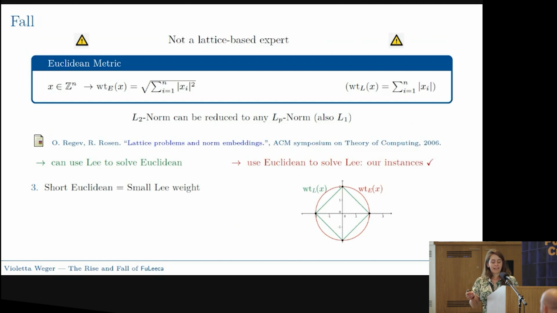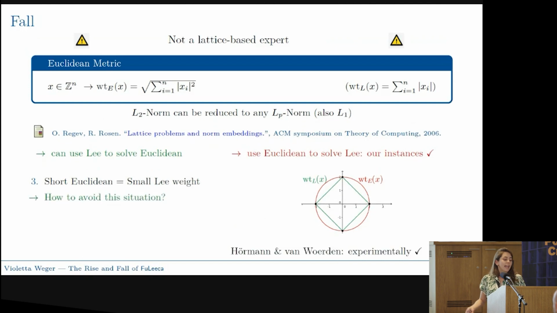When they apply Euclidean algorithms, they find the short Euclidean vectors. And to my intuition, they should not give you your small Lee weight vectors. Well, they do, but hopefully there are exponentially many of them, and only a few are also of small Lee weight. For our instances, this is not the situation. They do find that the shortest Euclidean vectors are the ones of small Lee weight. This attack is by Felicitas Hörmann and Wessel van Woerden.